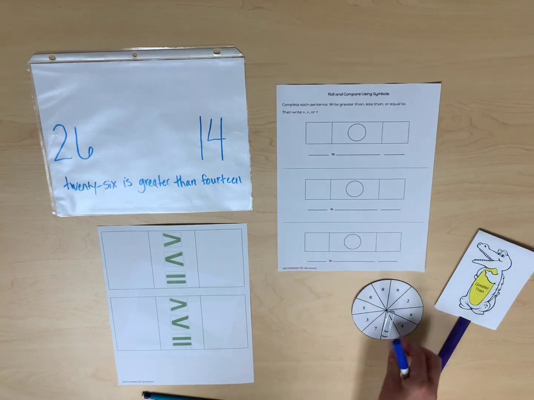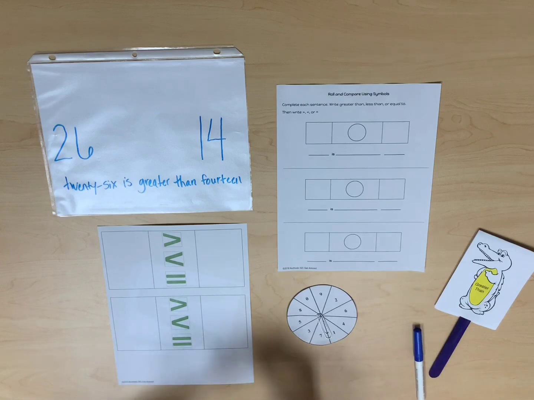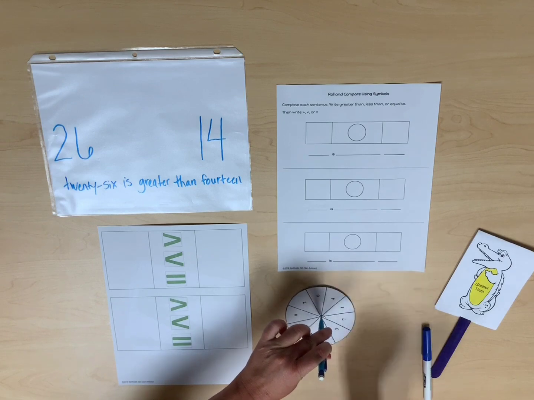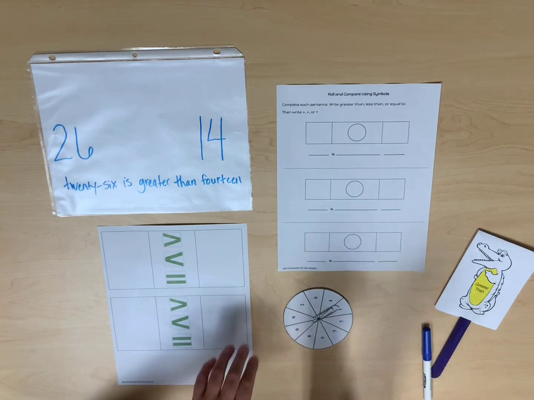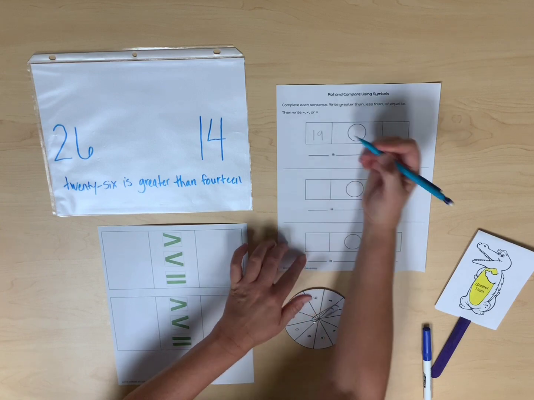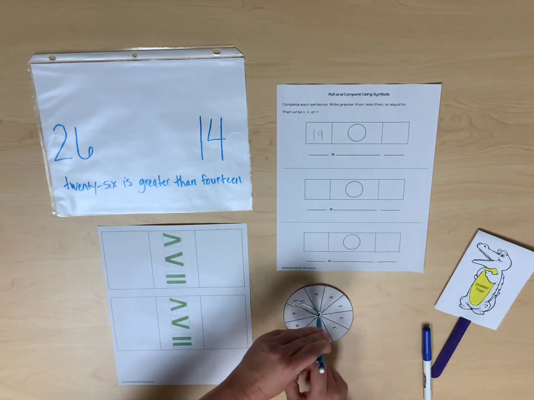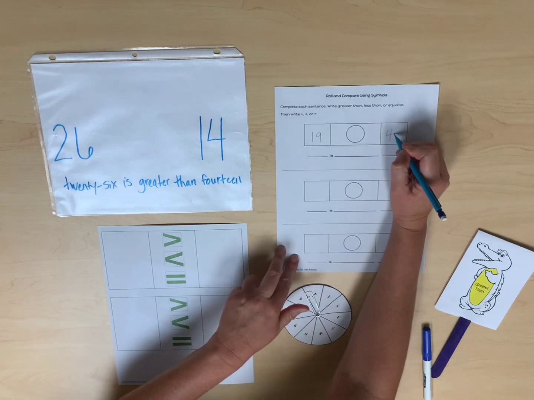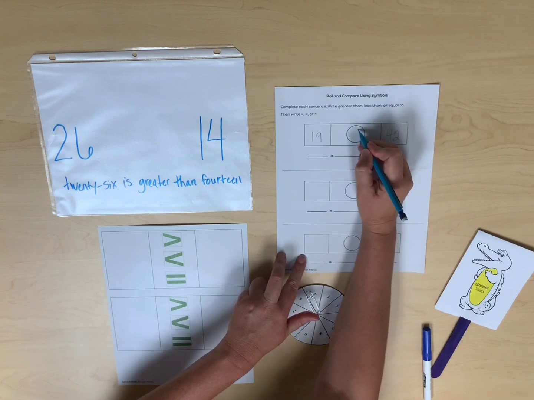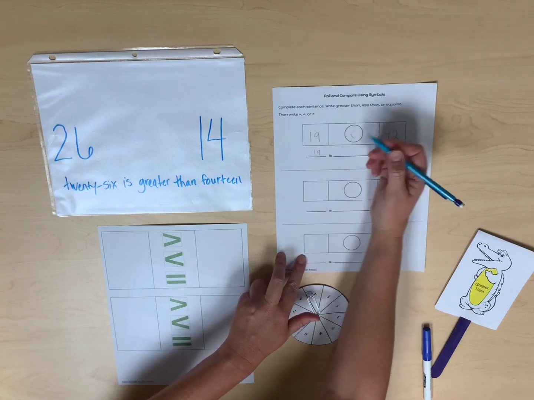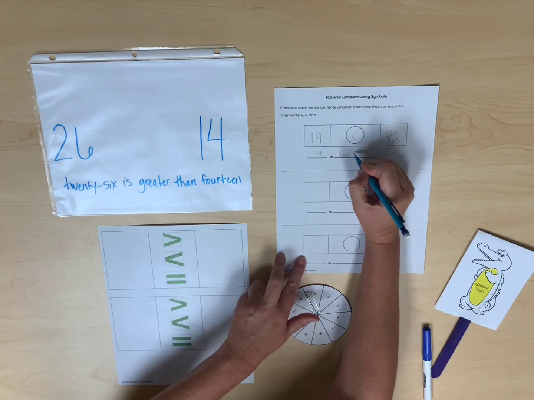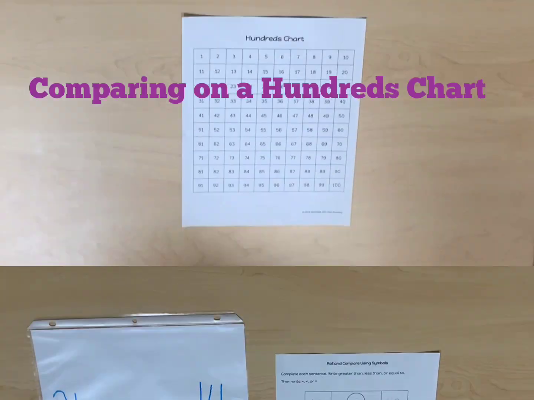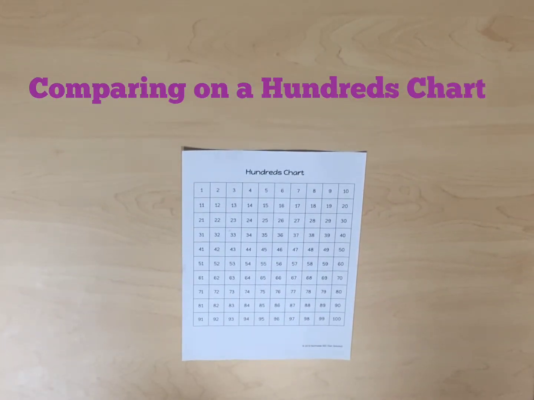Roll and compare is an extension where we actually spin a quantity. We create a 2-digit number. I spun a 9 and I spun a 1. I can create the number 91 or 19. I spun a 2 and I spun a 4. I'm going to create the number 42. I choose the correct symbol and then I make a comparison. 19 is less than 42.